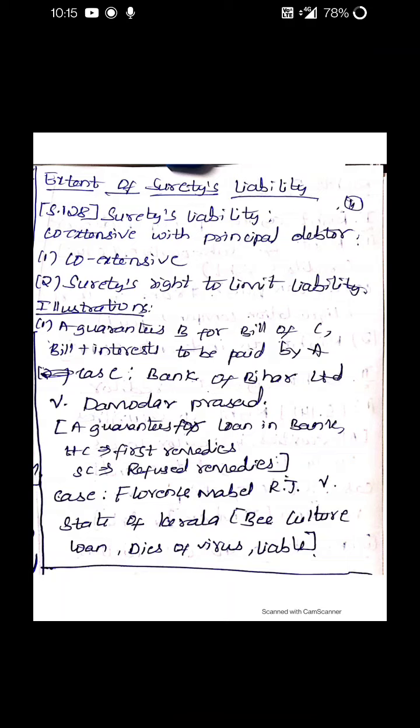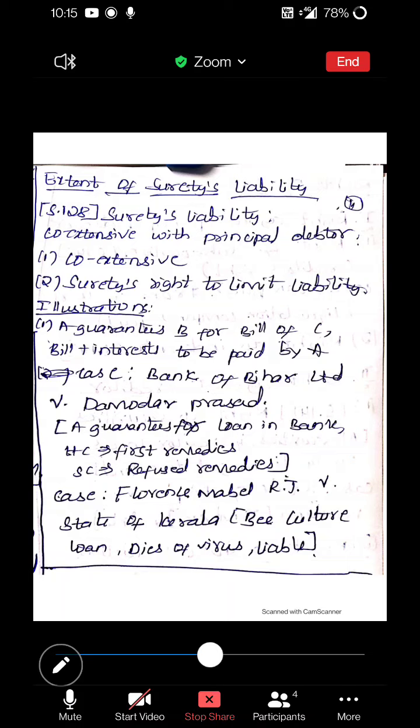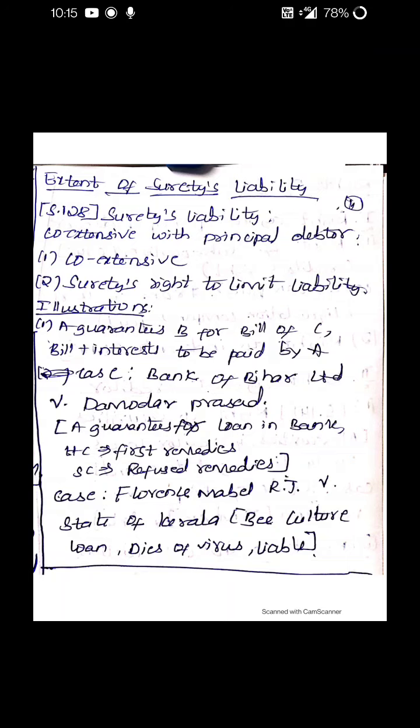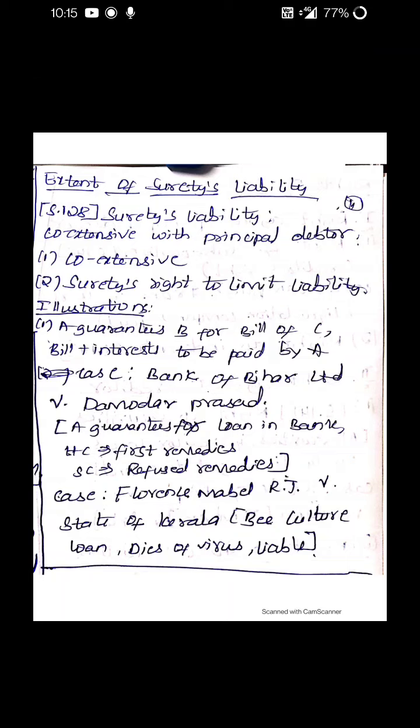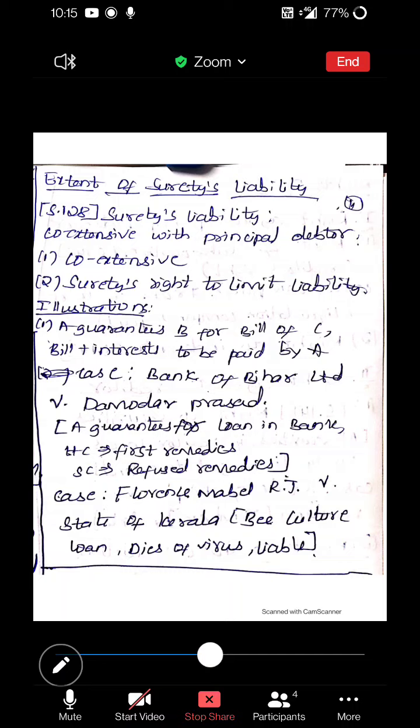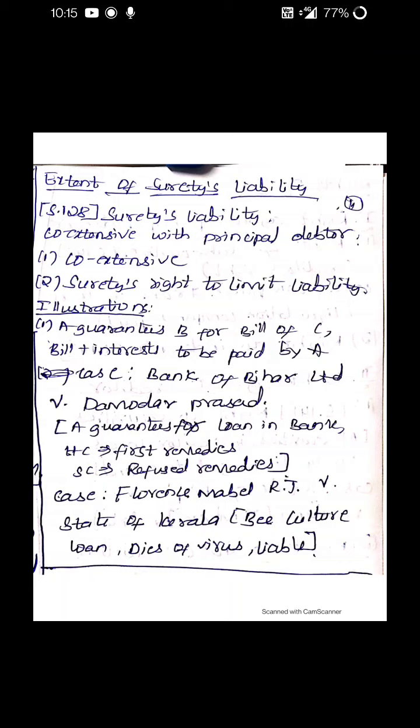There's a case, Bank of Bihar Limited versus Damodar Prasad. A guarantees for a loan in a bank. A person is taking a loan from the bank, and A guarantees for that person to the bank: if he does not pay, I will pay. And the person fails to pay the bank. So the bank tries to sue A.